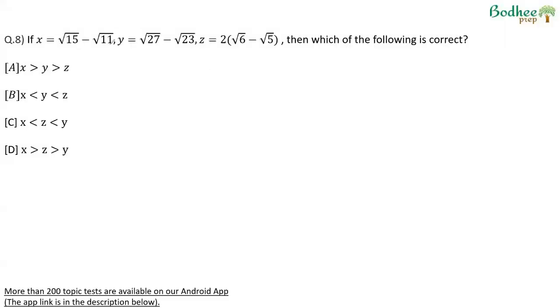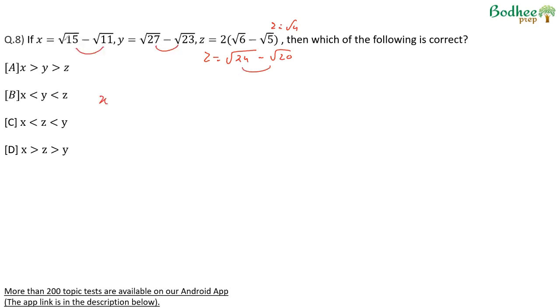x is root of 15 minus root of 11, y is root of 27 minus root of 23, z is 2 into root of 6 minus root of 5. This can be written as root of 6 into 4, which is 24, minus root of 5 into 2, basically 2 is equal to root of 4. So we multiply, so root of 24 minus root of 20. As you can see, the difference between the numbers under the roots in each case is 4.